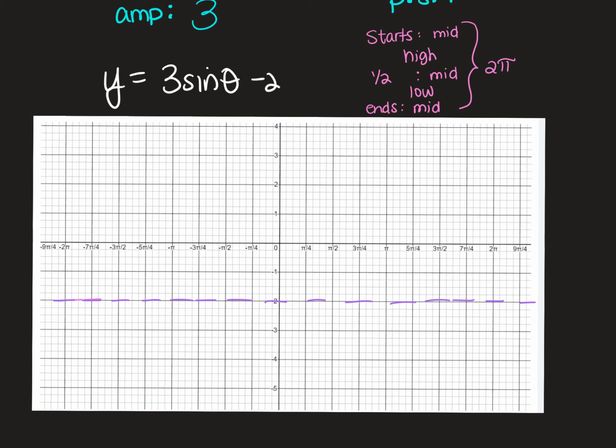So that is our midline. That means that we took the x-axis and essentially just moved it down 2 units. So any midline points that we would have had on the x-axis are now going to be on -2.